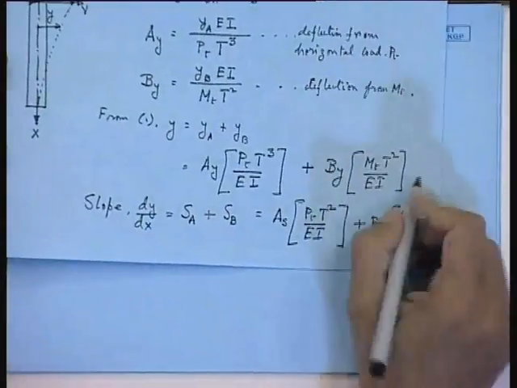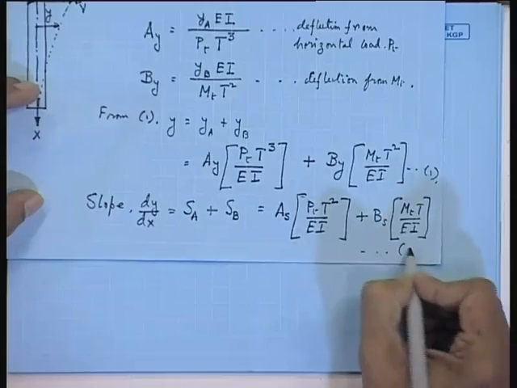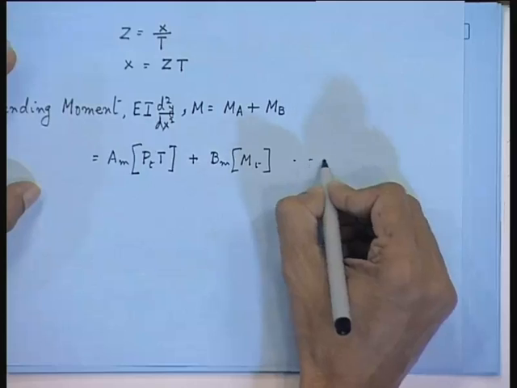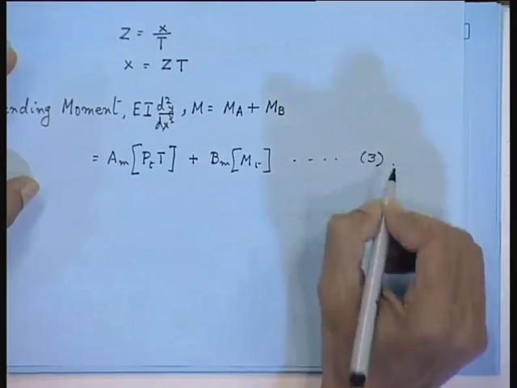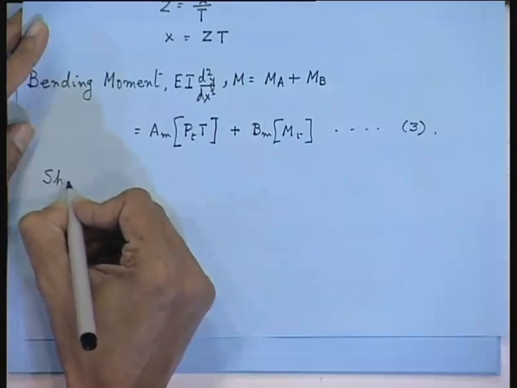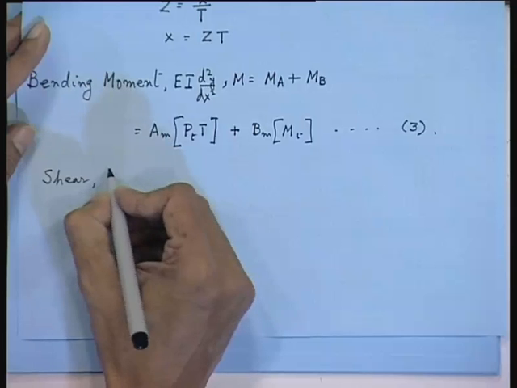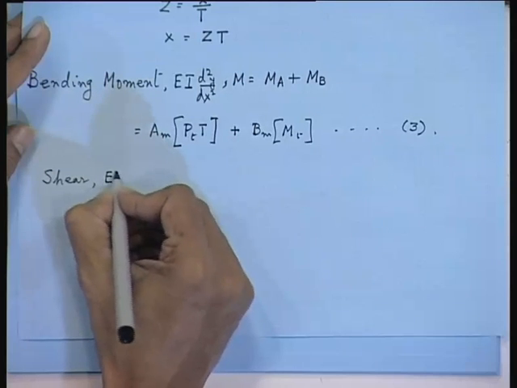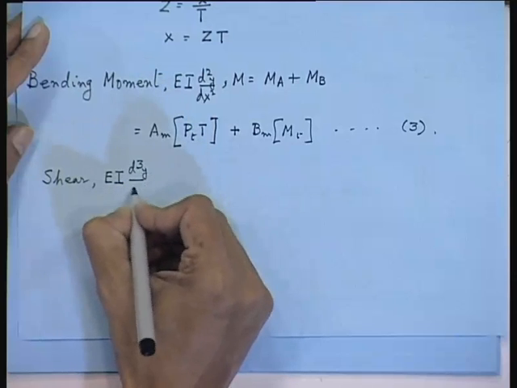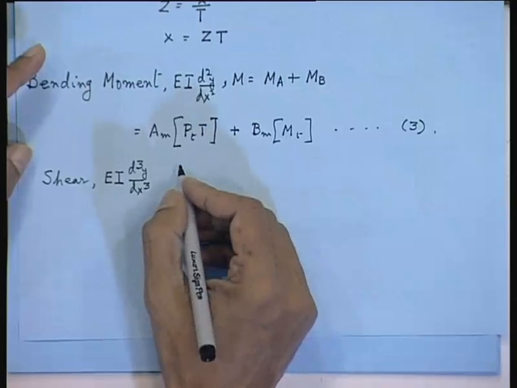So, this is equation number 1, we are getting the deflection equation, then 2, we are getting the slope equation, and 3, we are getting the bending moment equation. What else is left? Shear. Now, shear is given by EI d cube y by dx cube. Similarly, you differentiate this equation, you get the shear equation.